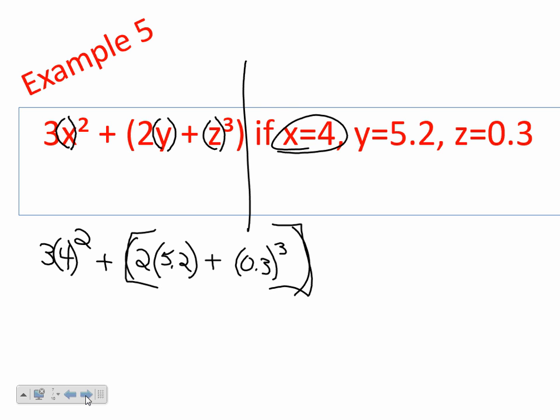Multiply, add, cube. What am I going to do first? Cube. Exponents come first. So my other question is, am I going to do 0.3 times 0.3 times 0.3 all at one time? I'm only going to do 0.3 times 0.3, get an answer. Then what? Then the answer times 0.3. So you do it. I want to see if you can work out 0.3 times 0.3 times 0.3.